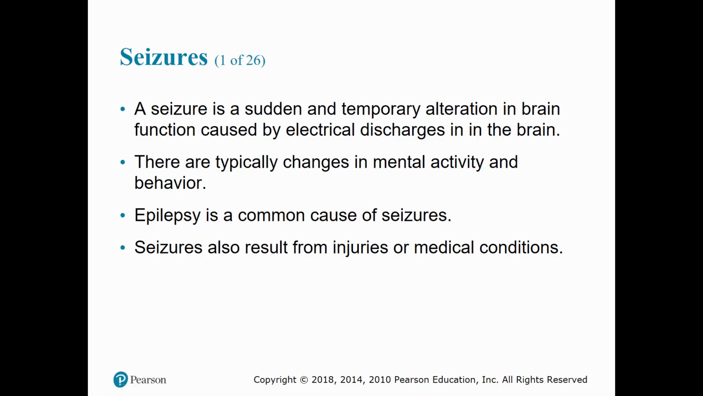It's a sudden and temporary alteration of brain function caused by electrical discharge in the brain. There are typically changes in mental activity and behavior. Epilepsy is a common cause of seizure. Seizures also result from injuries or medical conditions. A convulsion is a jerky muscle contraction that accompanies some kinds of seizures.